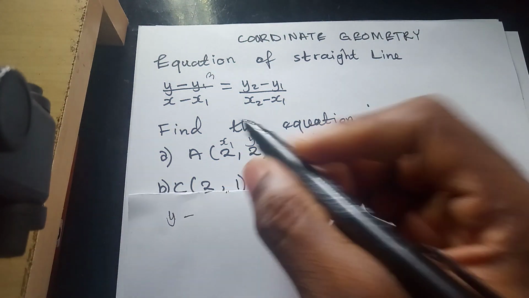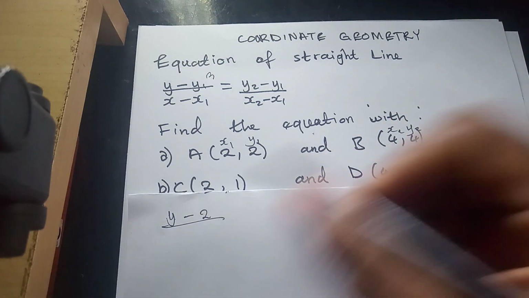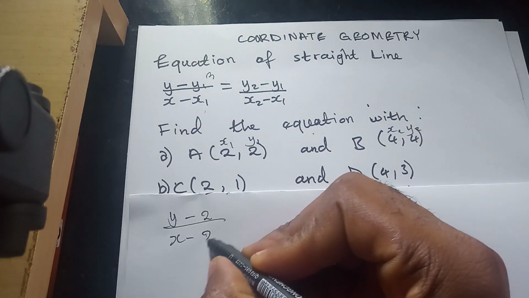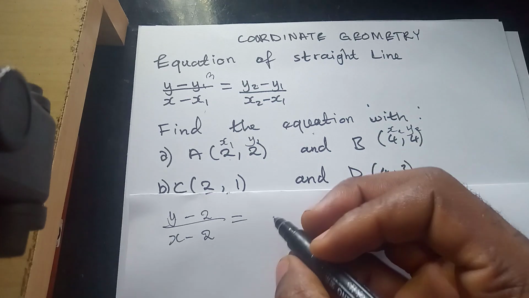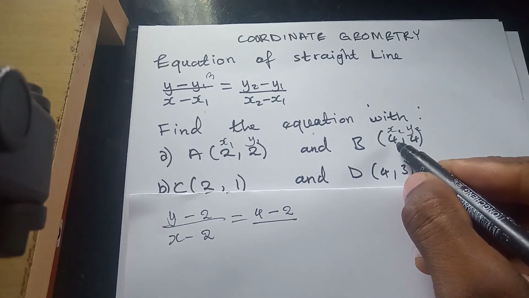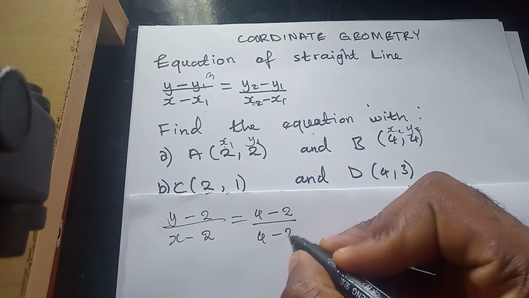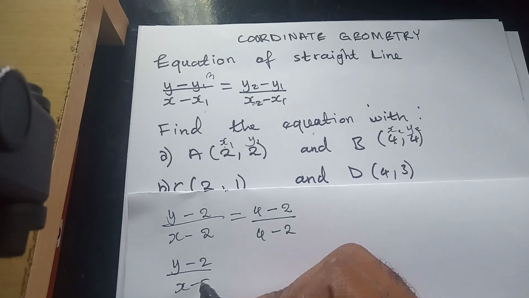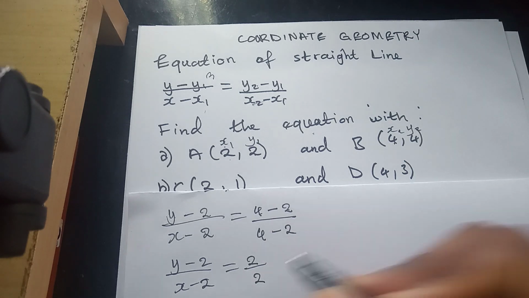So you can say y minus y1, which is 2. Of course, you can choose your y1. And then x minus our x1, which is also 2, this one here. And then we have an equal sign. Our y2 is 4 minus our y1, 2 again. Then our x2 is 4, our x1 is 2. So we can say y minus 2 over x minus 2, and then this minus this will be a 2, this minus this will be a 2.